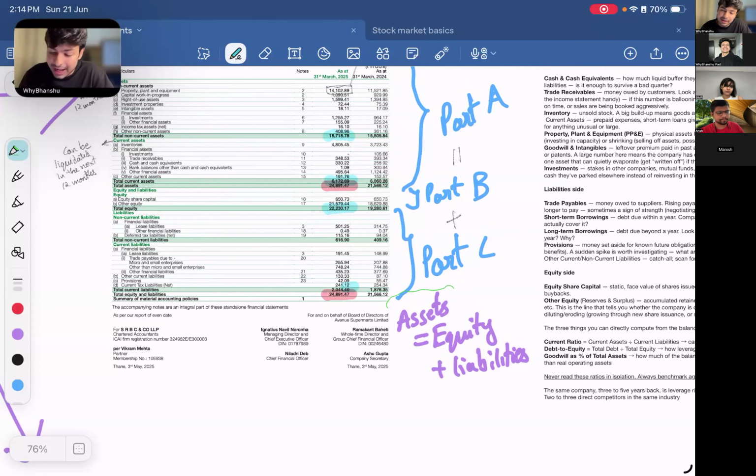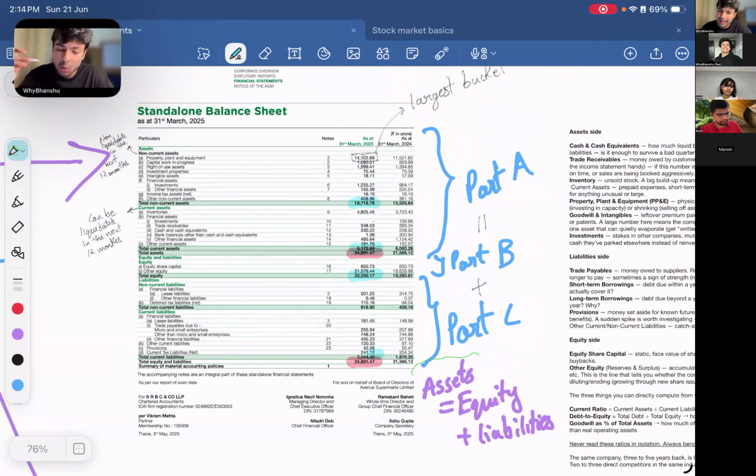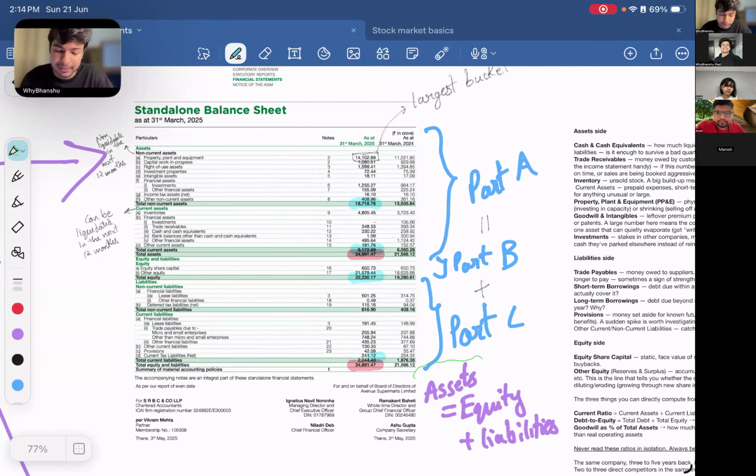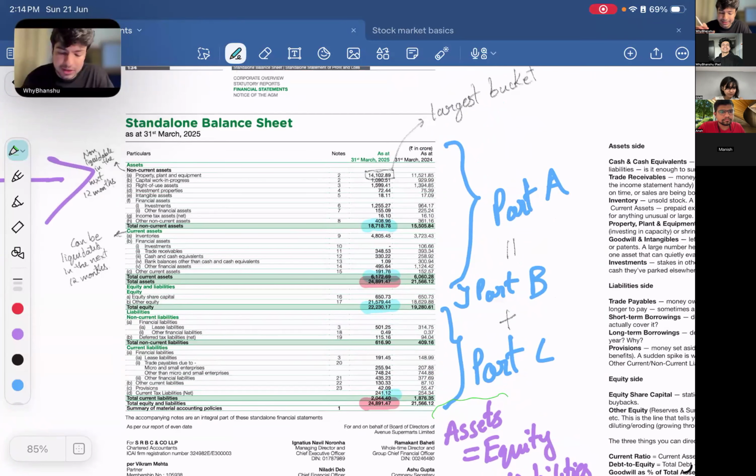And the remaining, whatever is left, is basically equity, which is the amount of money that the owners have put in initially and sustained earnings. So it's basically the ownership of the company. We will go line item by line item, and this will become clearer as we understand the balance sheet more. For every balance sheet, it starts with assets on top.